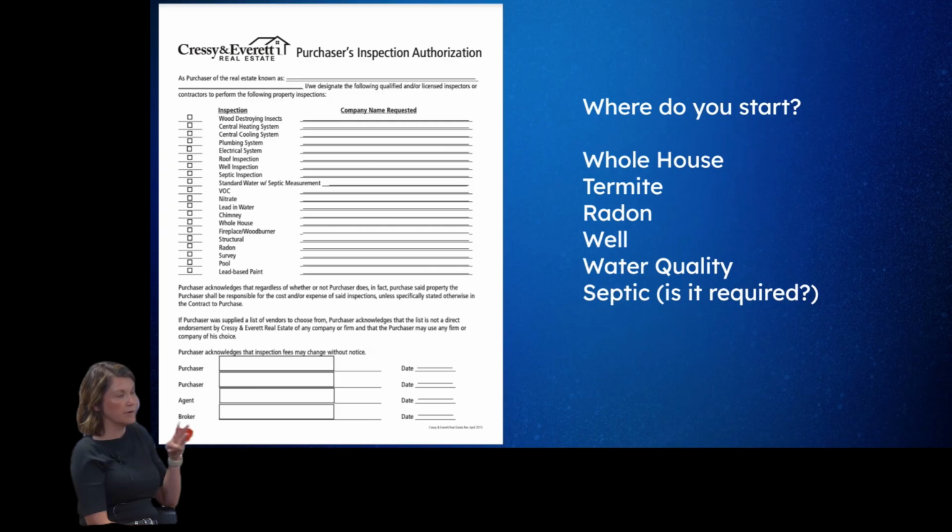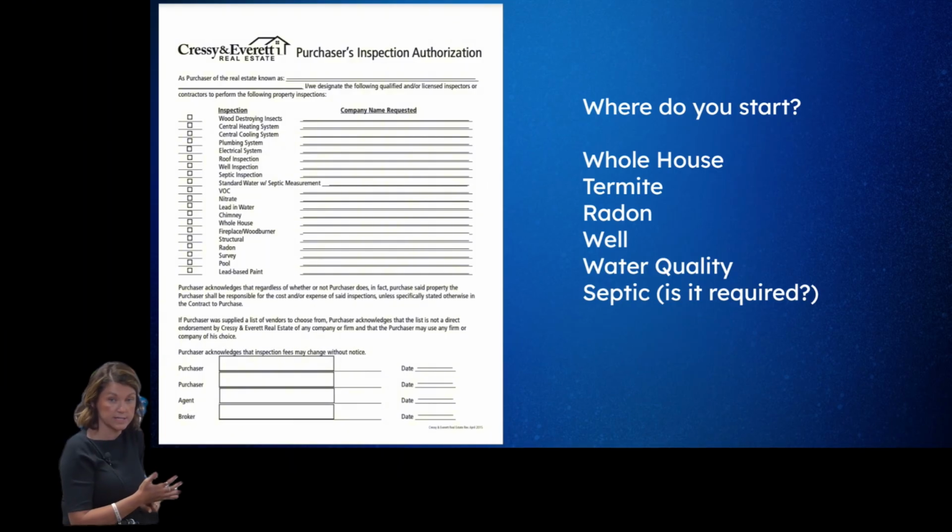Now, when we get into a county property or property on well and septic, then I'm also adding to my initial inspections a well inspection. That is testing the strength of the water coming into your house. So, when you turn on the faucet, is the water coming out fast enough? Water quality, so that's different. Water quality or water test is the quality of the water.